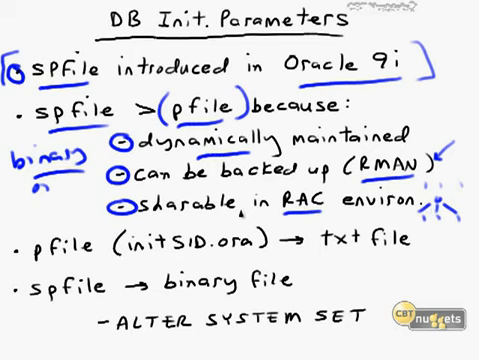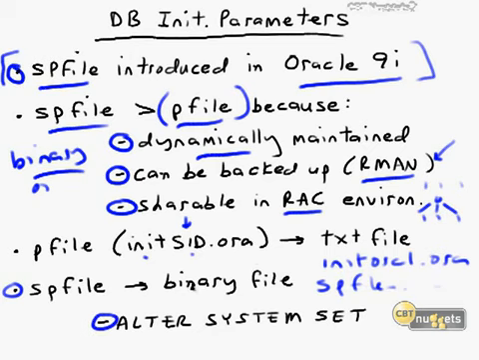Now, as far as the naming of these files, the P file's default name is init.sid.ora. SID, of course, is the name of your database. So in our case, with ORCL being our SID, the text file will be called init.orcl.ora. The SP file is called spfile.sid.ora. And you can make changes, as I said, to the initialization parameters in memory through SQL Plus or any SQL tool using alter system set.